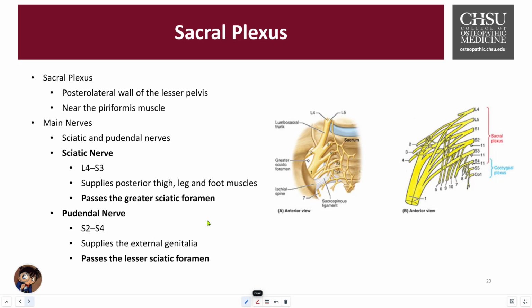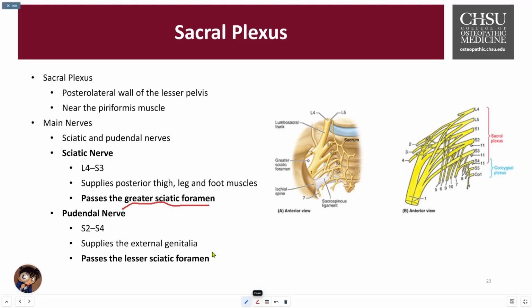Key nerves here are the sciatic nerve, L4 to S3. This is the largest one in the body. It's responsible for branching out to the posterior thigh, leg, and the foot. So extensors, everters, and it exits the pelvis via the greater sciatic foramen. That's a key passageway that opens up, and it makes a critical signal down to the lower limbs.